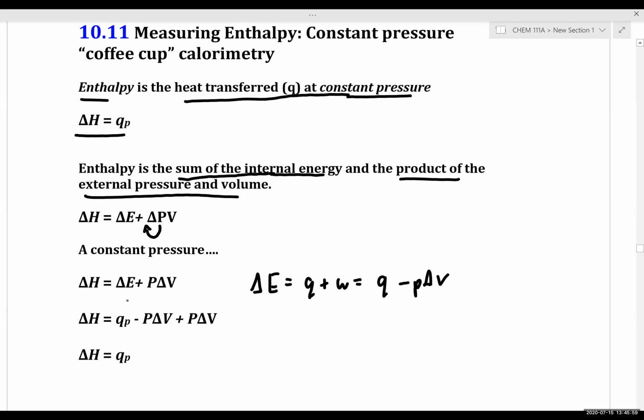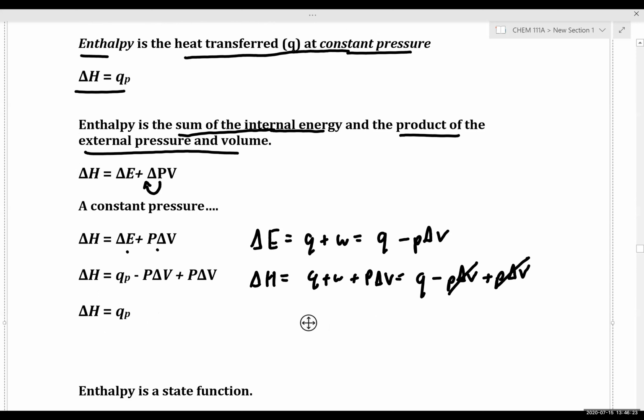So if delta H is equal to delta E plus P delta V, we in turn get delta H is equal to Q plus W plus P delta V, which is equal to Q minus P delta V plus P delta V. The P delta V term cancels, and under constant pressure, we get that the enthalpy is equal to the heat transferred at constant pressure.